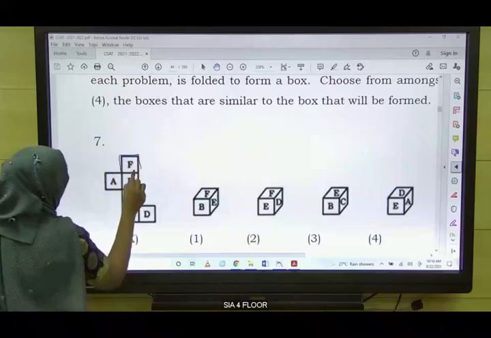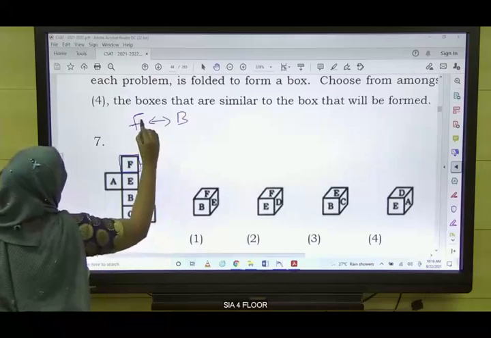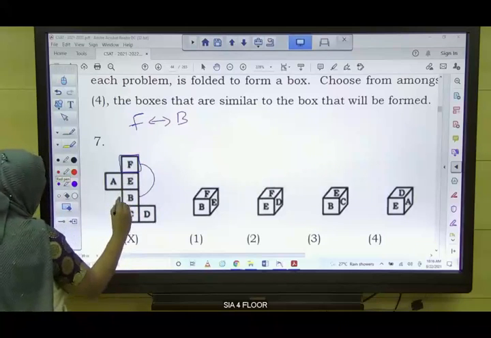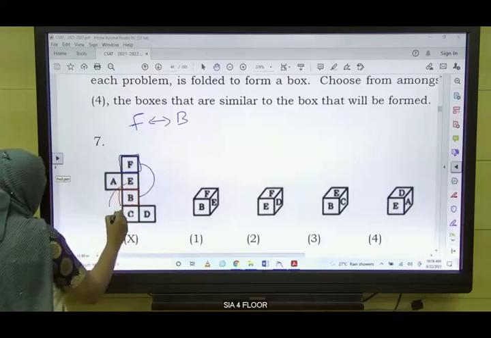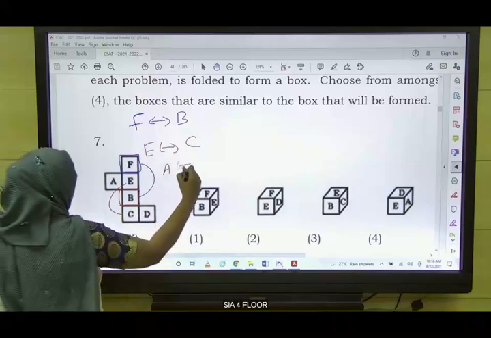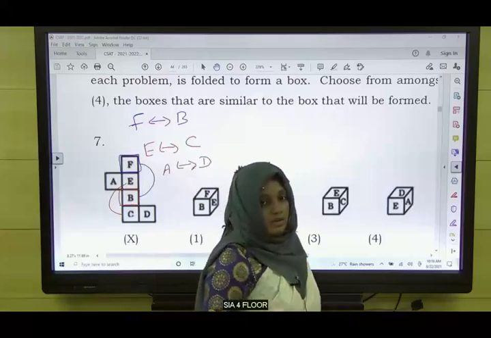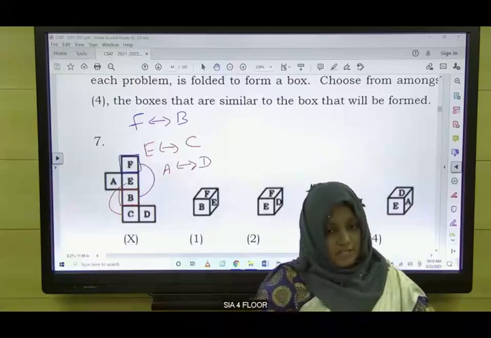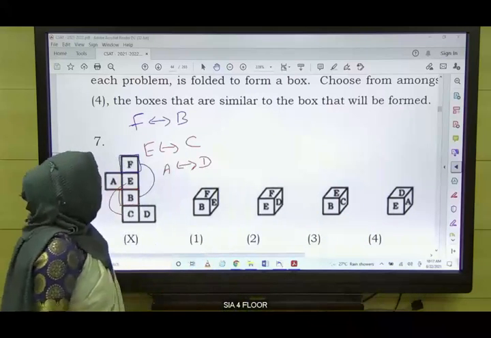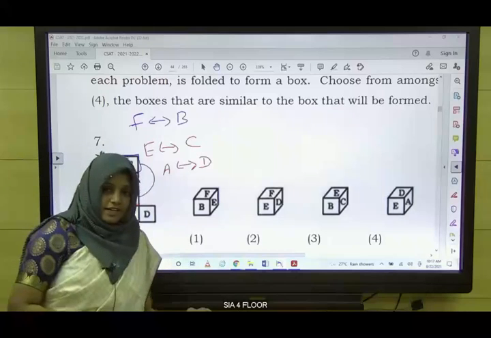Okay, so F is opposite to B, because we are skipping one box and seeing the next. In the same way E and C make a pair, and the left out A and D make a pair. Got it? How we made the pairs? We are skipping one box and seeing the next box. Yes. Okay, now if you take figure 1, tell me whether figure 1 is correct or wrong.